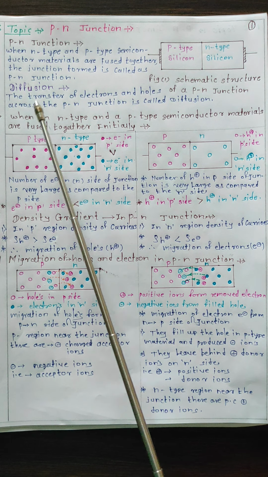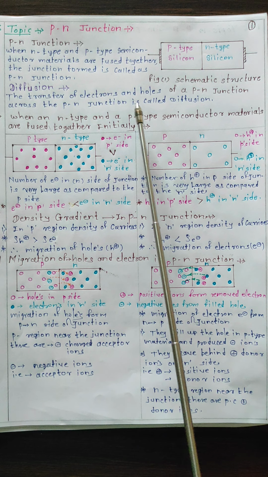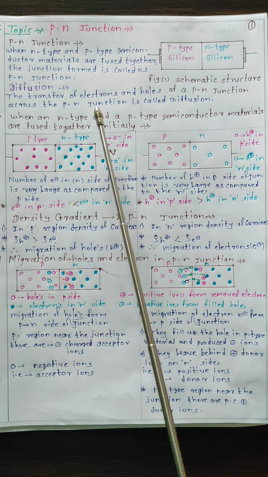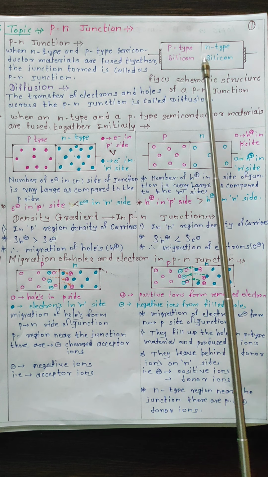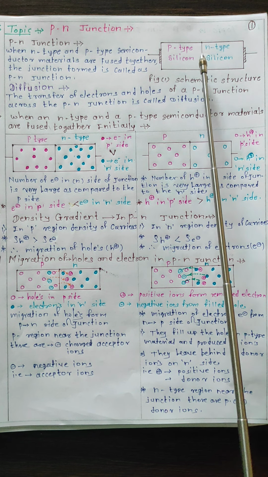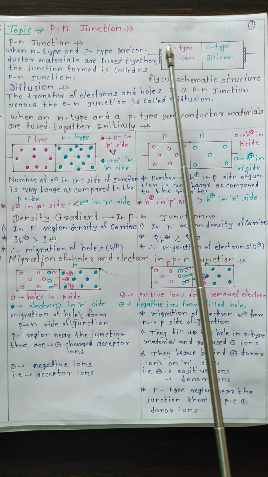Then next, diffusion. There is a transfer of electrons and holes across the PN junction. It is called diffusion. That means when electrons and holes are transferred across this junction, it is called diffusion.